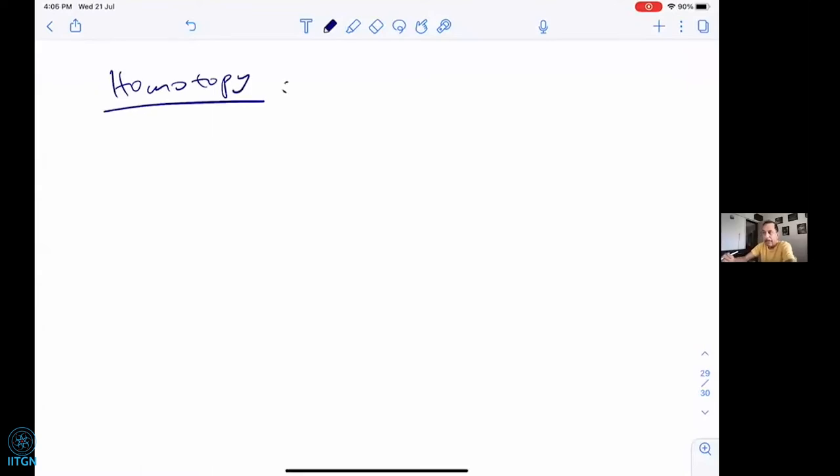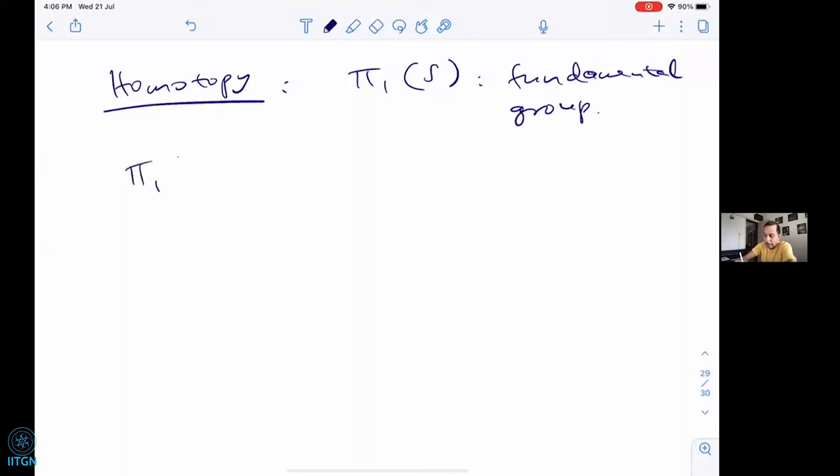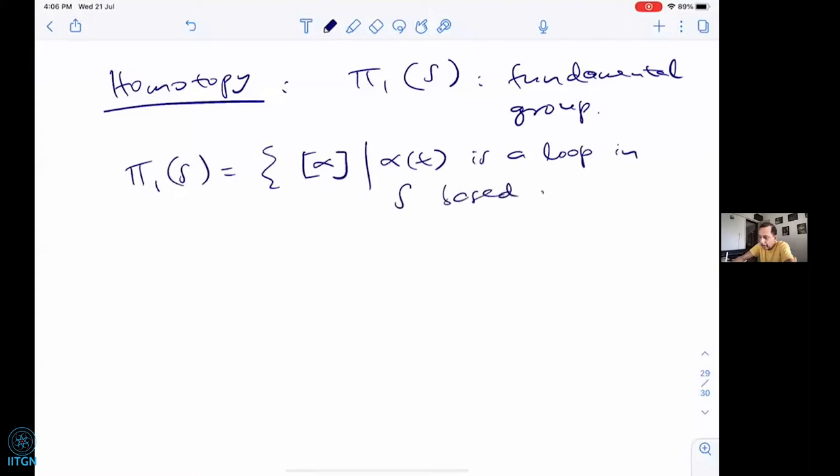And last time we defined loops, we defined homotopy of loops, and we defined pi 1 of S, the fundamental group. And this was defined through a whole set of procedures, but basically pi 1 of S was the set of all homotopy classes alpha, such that, let's see how I wrote it last time. Where did I write it? My notes, sorry. Fundamental group, yes. Such that alpha of t is a loop in S based at x zero.